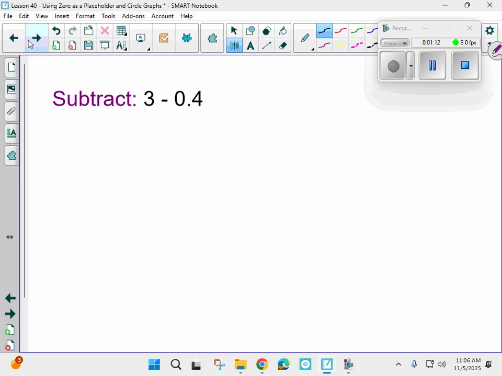Now, should I do 3 minus 0.4 like that? No, because the 3 actually has a decimal here that you don't see, right? It's a whole number, so the decimal just comes right after it. So I want to put the 3 right here, which means I need to fill in a 0 as a placeholder right there so I can subtract. Okay, so 3 is really 3.0.